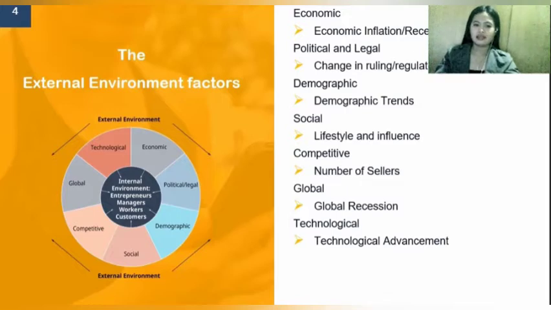Next is social. This influences culture and consumer behavior. Examples are lifestyle and influences. Another is global factors. It includes forces affecting the global economy, such as a global recession. And lastly, technological, which focuses on emerging technological advancement.